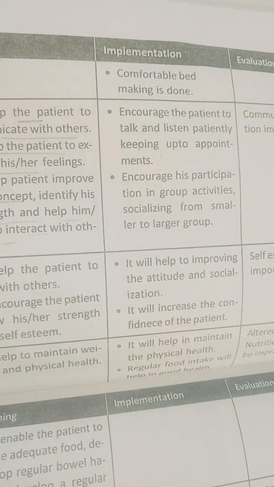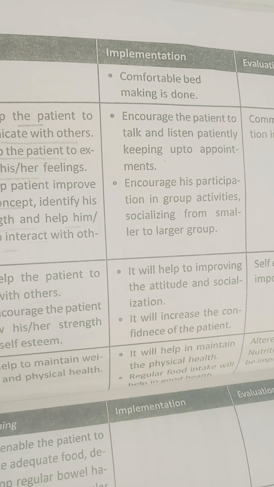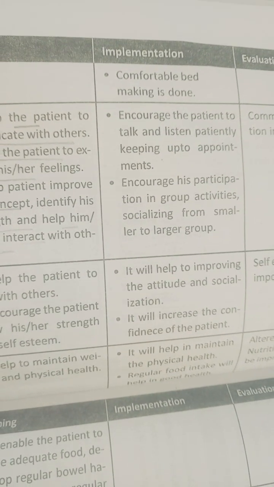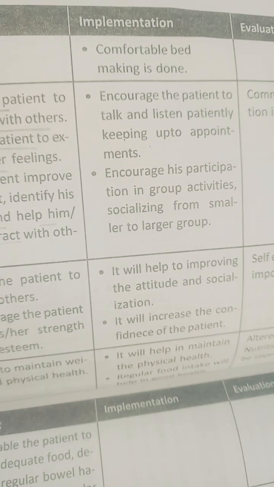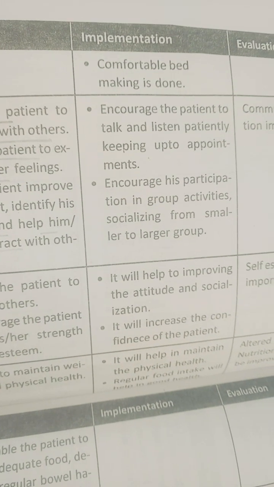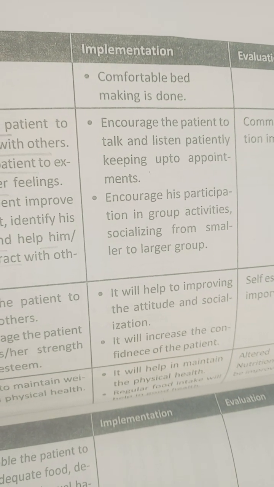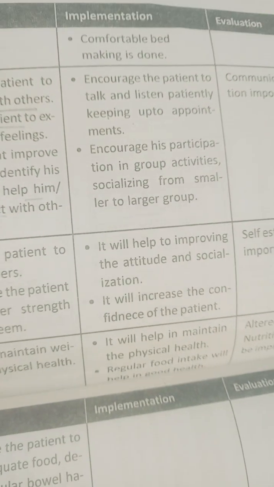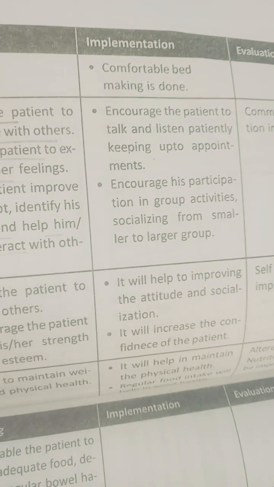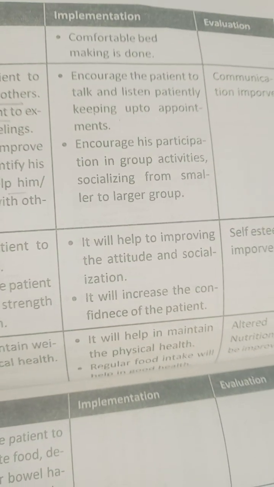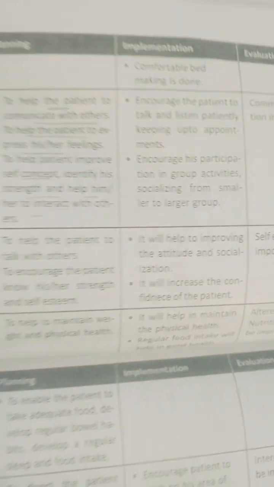So how to improve? It will help to improve the attitude and socialization. It will increase the confidence of the patient. That means the patient's beliefs and ideas can be changed, because when he or she enters social activities, that means he or she can express his or her feelings properly. So this will increase the confidence, because when he or she wants to speak in front of others, that means he or she is feeling confident in themselves. So with this the self-esteem can be improved.